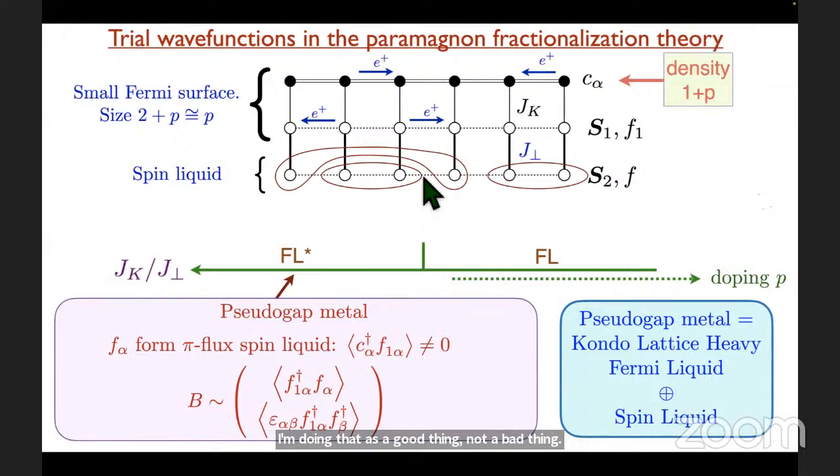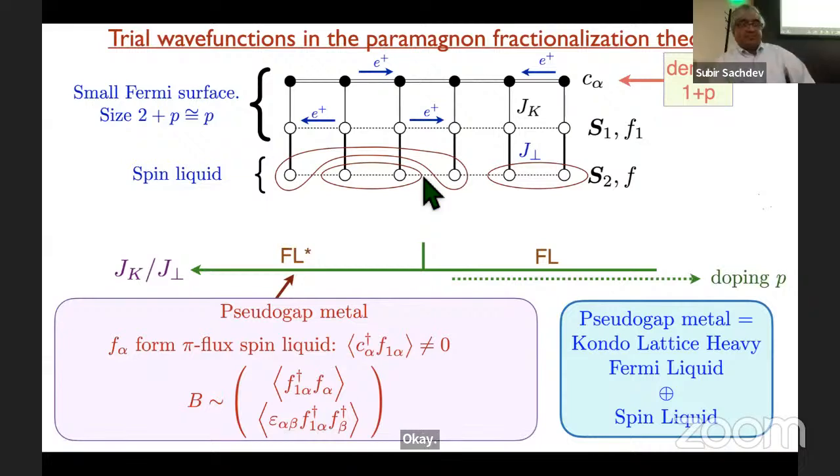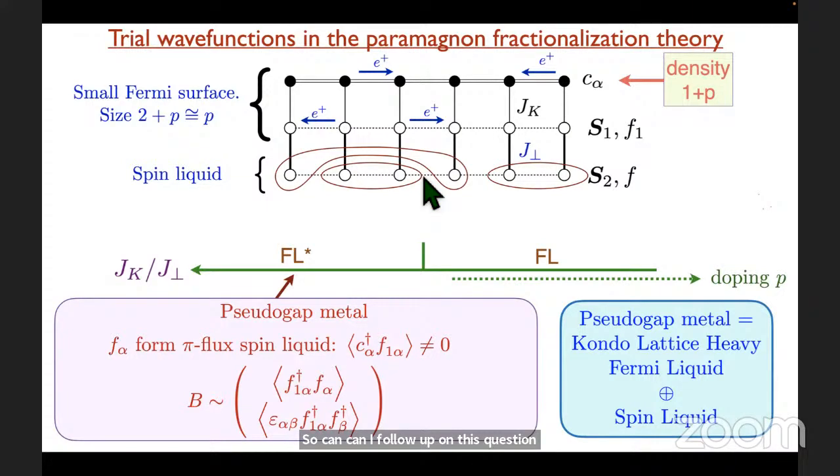Okay. So can I follow up on this question? Yes, go ahead. The question is whether this gives you small Fermi pockets. I guess I got that. Does it also give you arcs, or does it give you circular pockets? So how does it? Yeah.